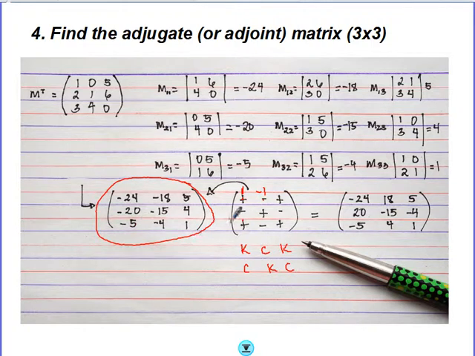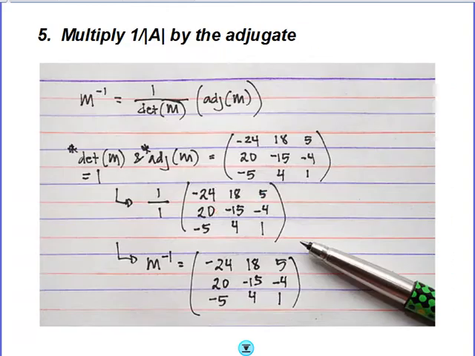So -5 stays -5. Okay, but if it's a minus sign, we're going to change it. So -4 is going to change to +4. Okay, and so this right here is what we call the adjugate matrix. And the last step is we're just going to take the adjugate and multiply it by 1 over the determinant. So in this case, the determinant was 1. So if I multiply everything by 1, it stays exactly the same.